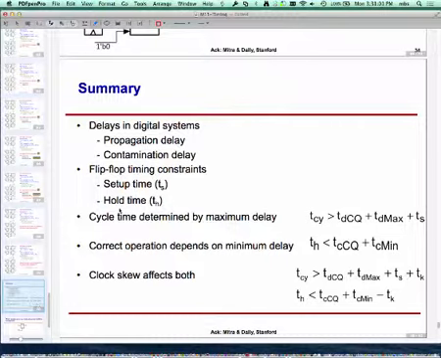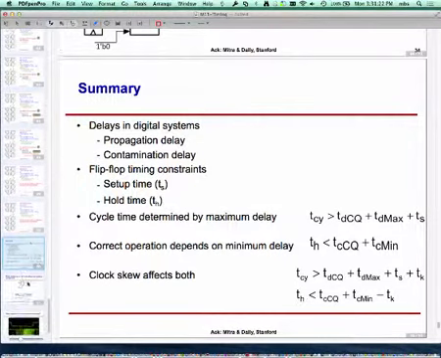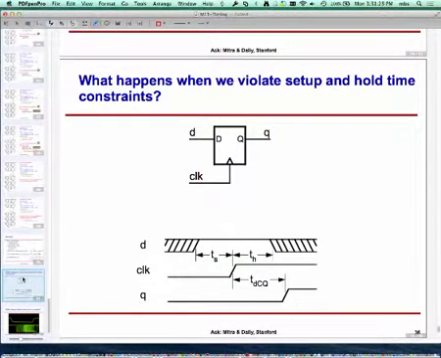And then the rest of our issues, the setup time constraint and hold time constraint, really revolve around making sure these two equations are met. Clock skew affects both, and if you are given precisely where the clock skew is, then you can play better games, but otherwise you have to account for the worst case out here.